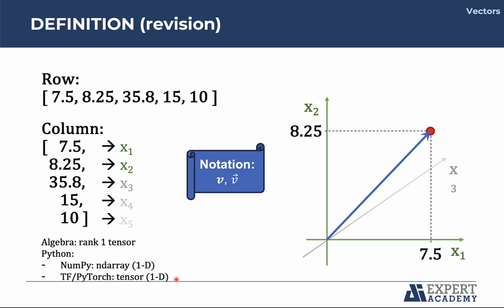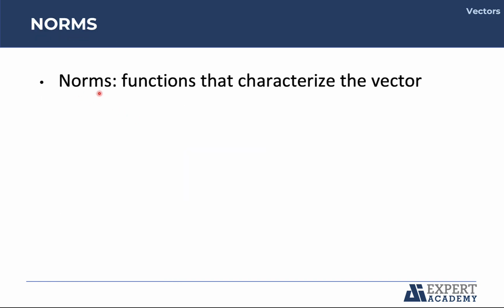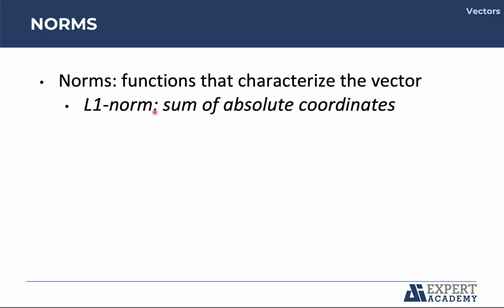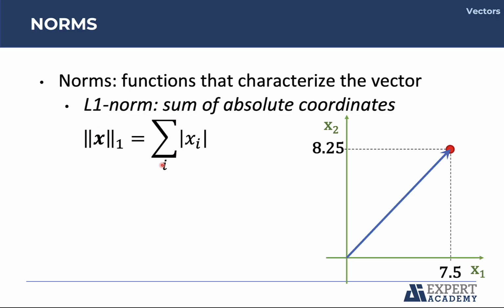Now that we have reviewed the basic concepts, let's explore some properties. And the first one is norms. Norms are functions that characterize the vector. And here we have L1 norm, which is the sum of absolute coordinates. To calculate L1 norm, we have the following equation. The L1 norm of x is equal to the sum of |xi|.